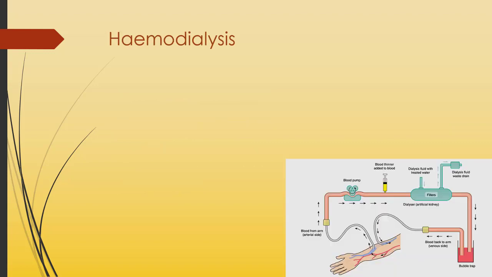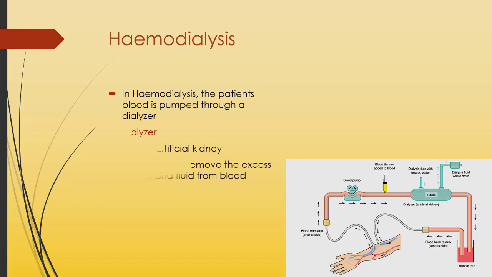Now students, we will study the second type of dialysis, which is called hemodialysis. In hemodialysis, the patient's blood is pumped through a dialyzer. So students, we should know what a dialyzer is. It is an artificial kidney. Its function is to remove excess waste and fluid from blood. This diagram shows the structure of the dialyzer, as you can see. This is a dialyzer machine. Its function is to remove excess waste and fluid from blood.